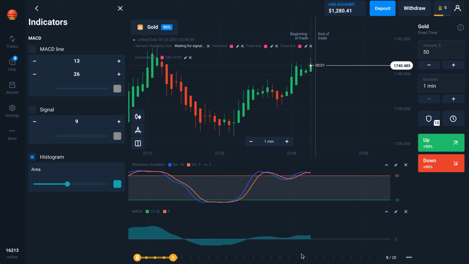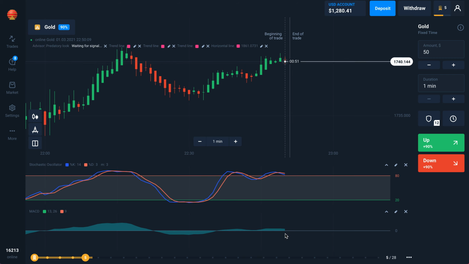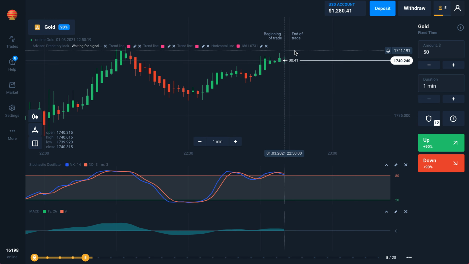This histogram shows us if the histogram crosses below 0, it means it's time to sell. Below 0 is negative, so it's time to sell, and above 0 it's positive, so it's time to buy. That's pretty simple. These three factors, it's pretty good to go.